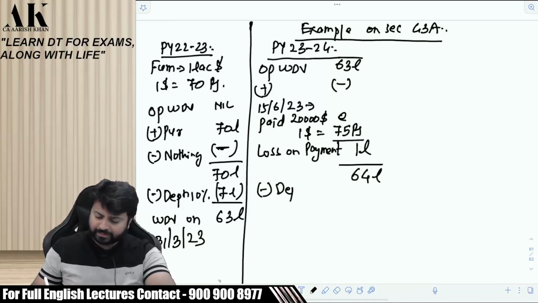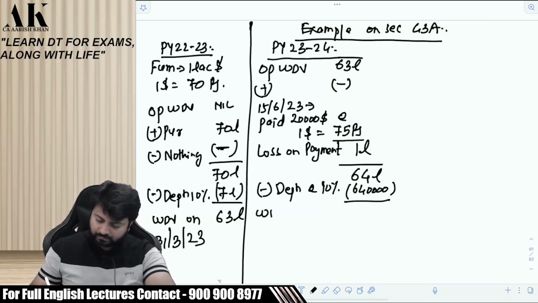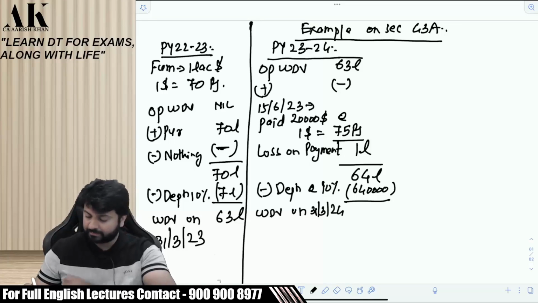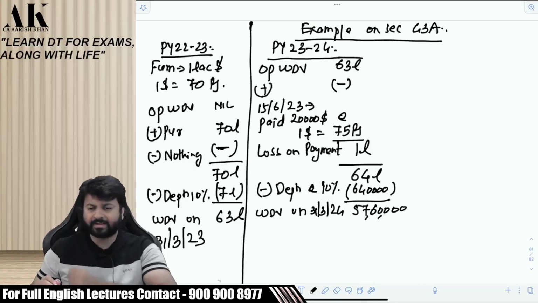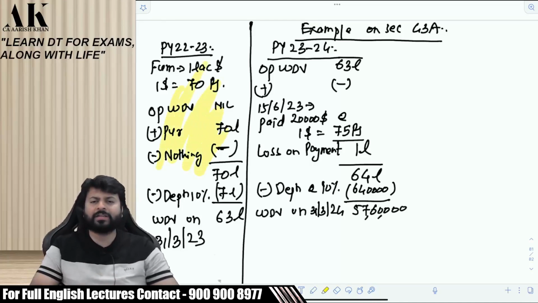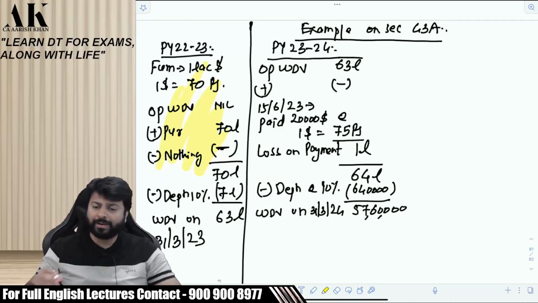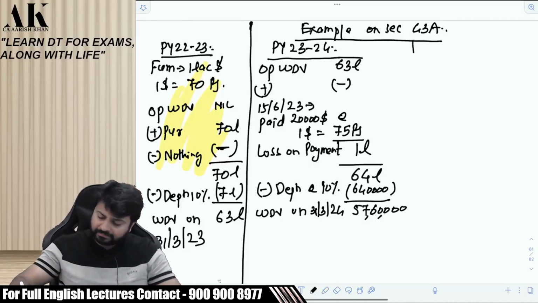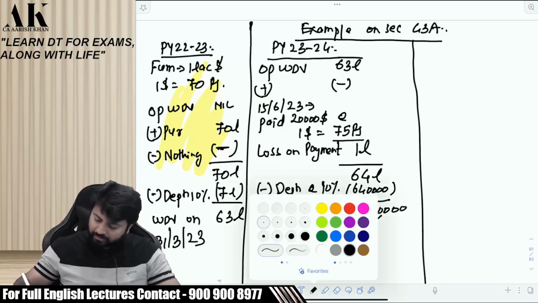And now you can claim depreciation at the rate of 10%. Less 6 lakhs 40,000. So WDV on 31st March 2024 will be 57 lakh 60,000. Correct? So in first year I am not making any adjustment. Why am I not making any adjustment in the first year, beta? Because there is no payment. You have to make adjustment in the year of payment, right? Be careful about it.